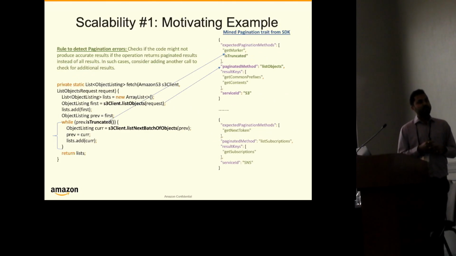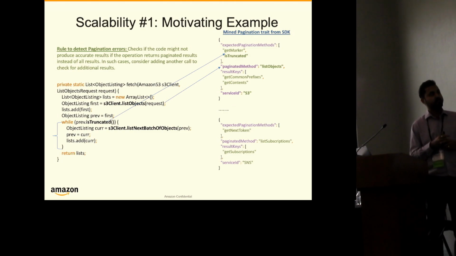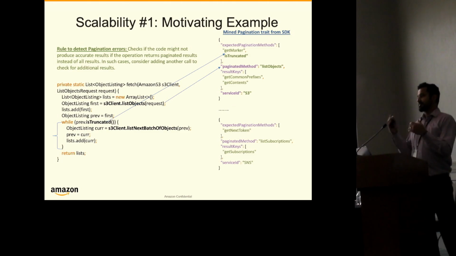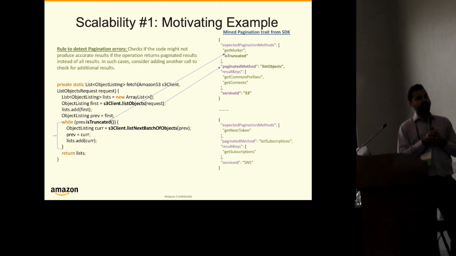Okay, so let's start with a motivating example. Here, we have a rule, which we call internally a static analysis rule. These are GQL rules. And this is a rule that detects pagination error. As you can see here, this particular API is called on a client called S3. S3 is an Amazon service. And list object is an API that's called on S3.